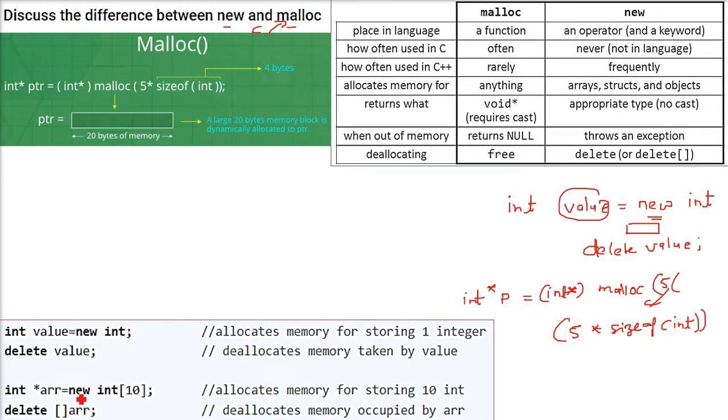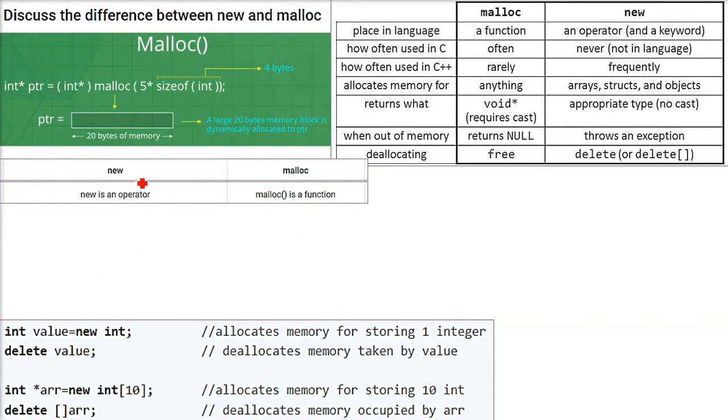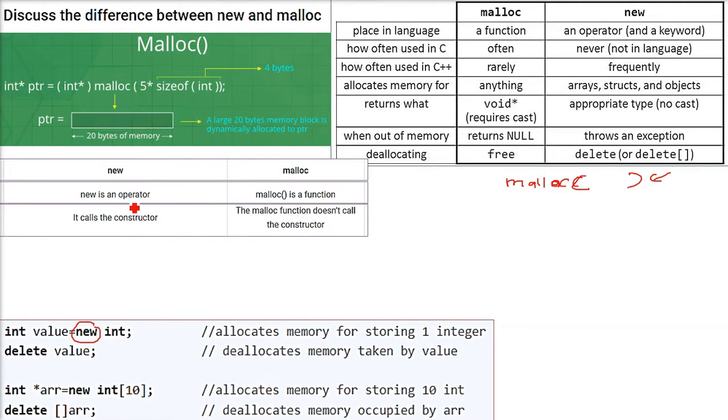Okay, now let us take the differences one by one. See, first difference is that new is an operator. You can call it a keyword also. But malloc is a function. Wherever you have a round bracket after anything, that is a function. Whenever you use new, it will automatically call the constructor. Malloc, it's a function. It will never call the constructor.